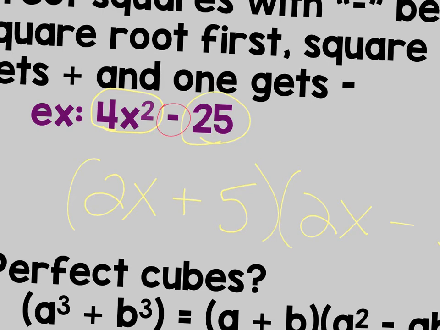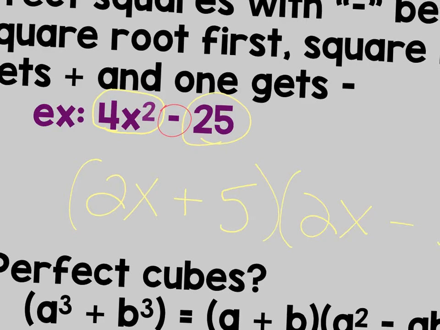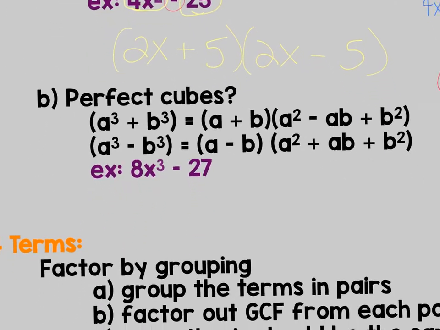So if this was a plus, that would actually be prime. Prime means you can't factor it. Okay? It doesn't mean it's wrong. It just means it's not factorable. So difference of 2 squares has to be a minus. Good so far? Yeah? Okay.